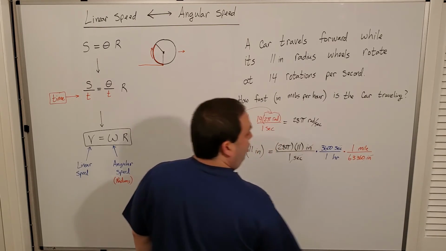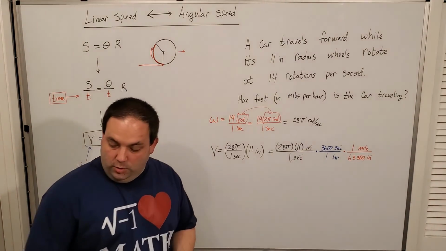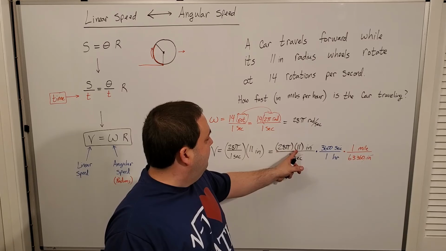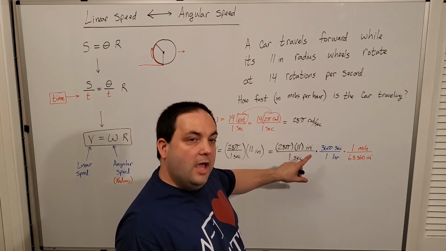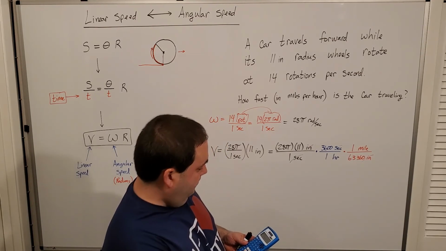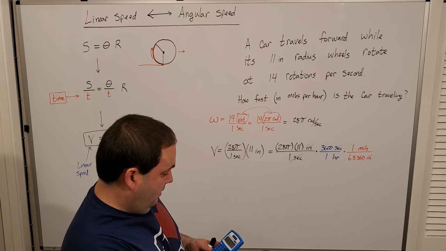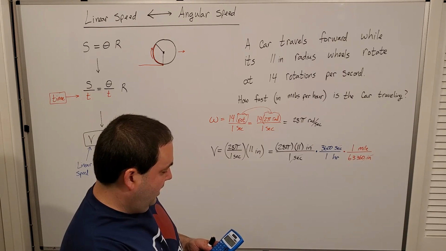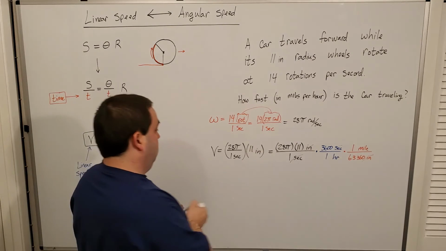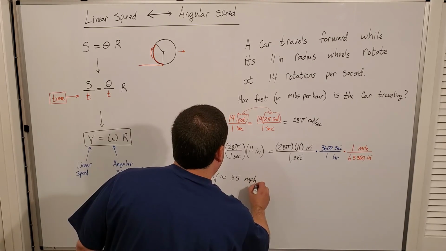The inches are, of course, going to go away now, and I'm left with miles over hours, or in other words, miles per hour. So in my calculator, I'm going to punch up 28 times pi times 11 times 3,600, and then divide by 63,360. Okay, so 28 pi times 11 times 3600, and then divide by 63,360. I'm getting 54.97, or approximately 55 miles per hour.